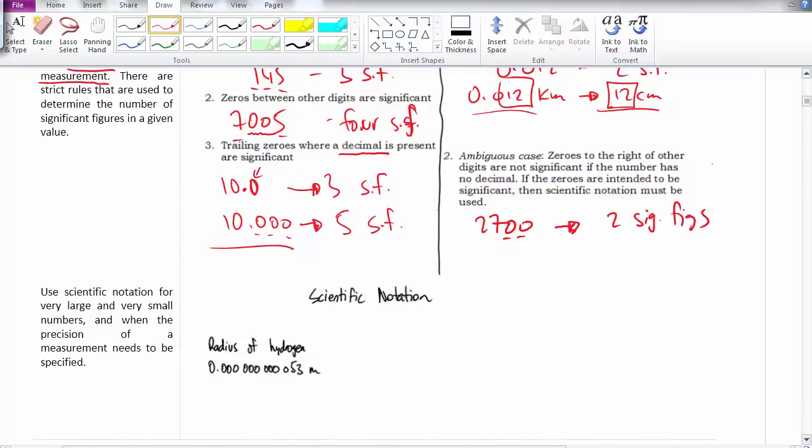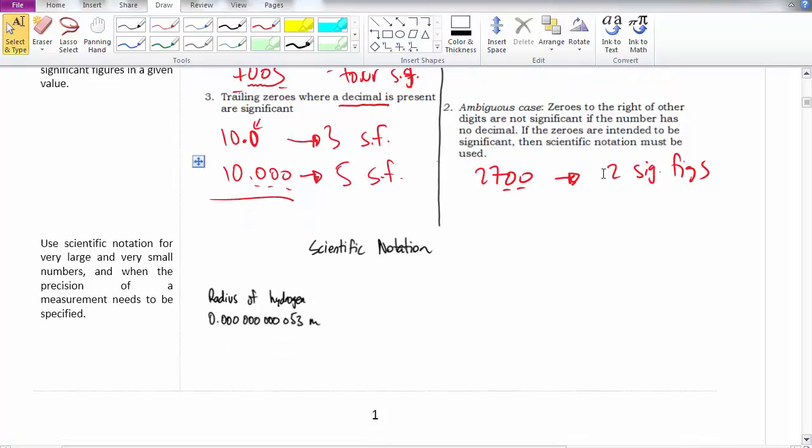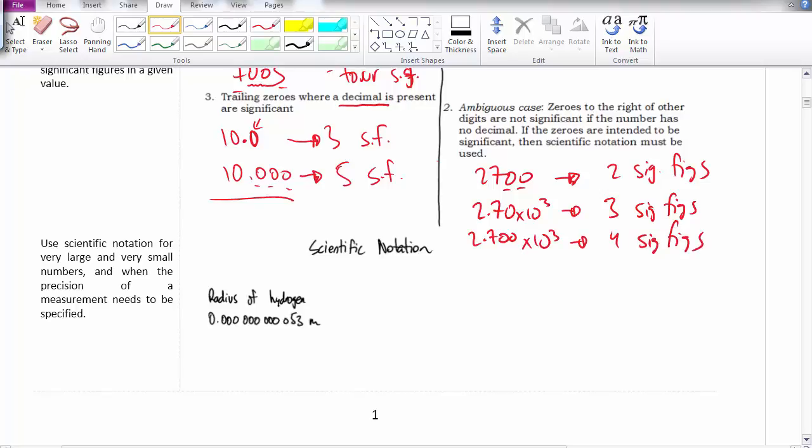In order to make this a little bit more explicit, we need this thing called scientific notation. So if we express the number as 2.70 times 10 to the 3, this would say we have 3 sig figs, even though it's the same number. If I have 2.700 times 10 to the 3, this would have 4 sig figs. So this is what we call scientific notation.